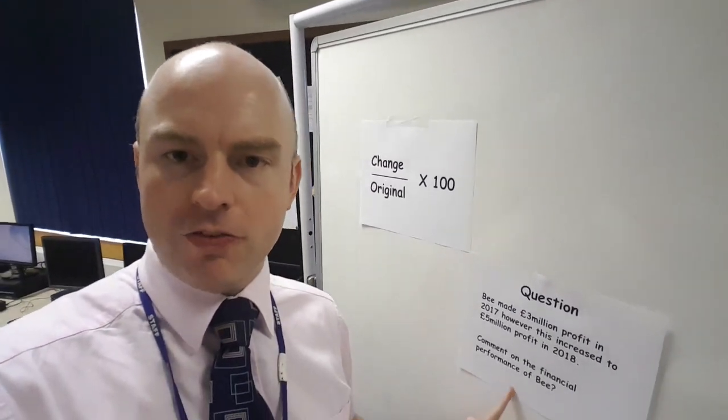So when you come back to the question and it says comment on the financial position of Bee, what I'd be hoping you'd be able to do for me at this point is use that calculation in your answer. The way you get good marks in an exam is showing some application. And the best way to show application is do the formula, use that 67% in your answer.